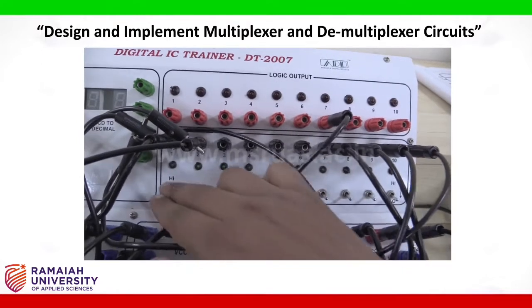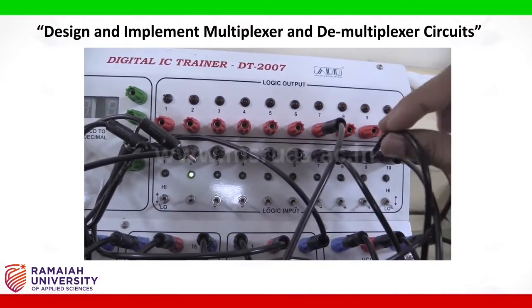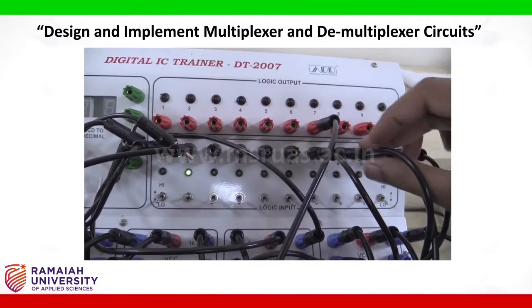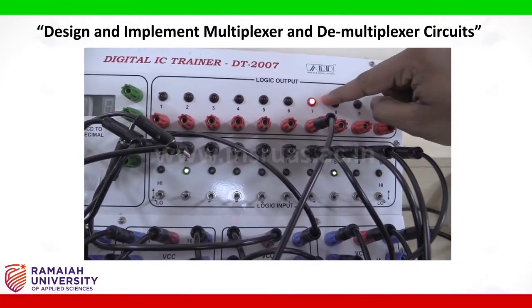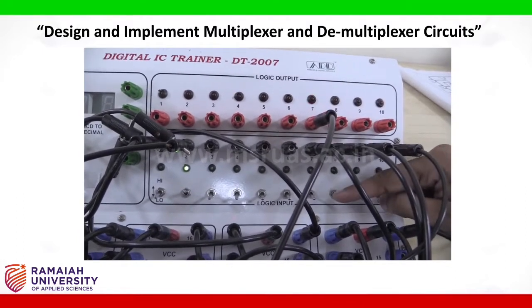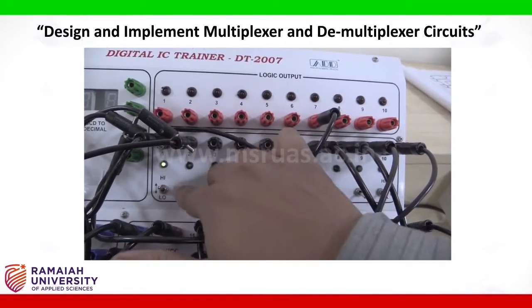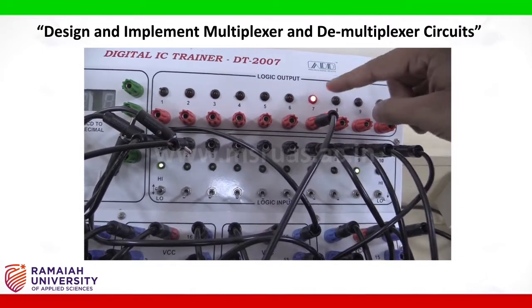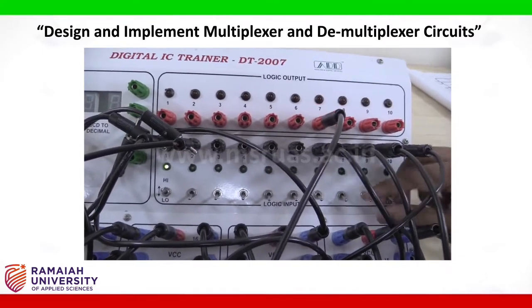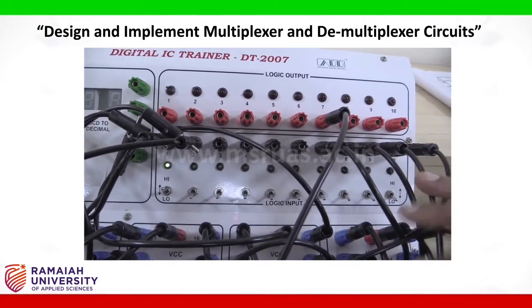This is true according to the truth table. Now I will make the input 0 1. That means input 2 has to be selected. If I make it high, it is selected, so this is correct. Then I will go for the third combination, 1 0. So the third input has to be selected. If I make the third input high, the output will be selected, and if I make any other input high, it will not get selected.